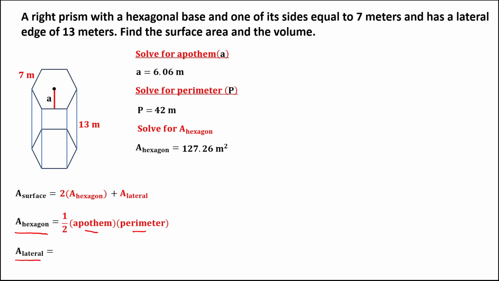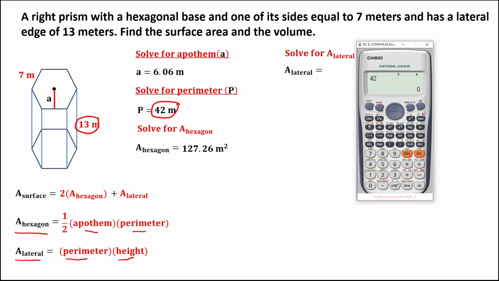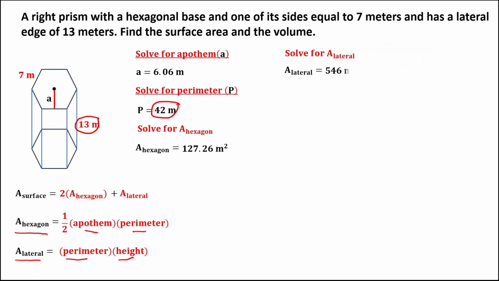So since we have the area of the hexagon, we can now find the lateral area, and the formula for the lateral area is the perimeter times the height. So to solve for the lateral area, we have the perimeter, that's 42, times the height, that's 13. So that's 42 times 13 equals, so the lateral area is 546 meters squared.